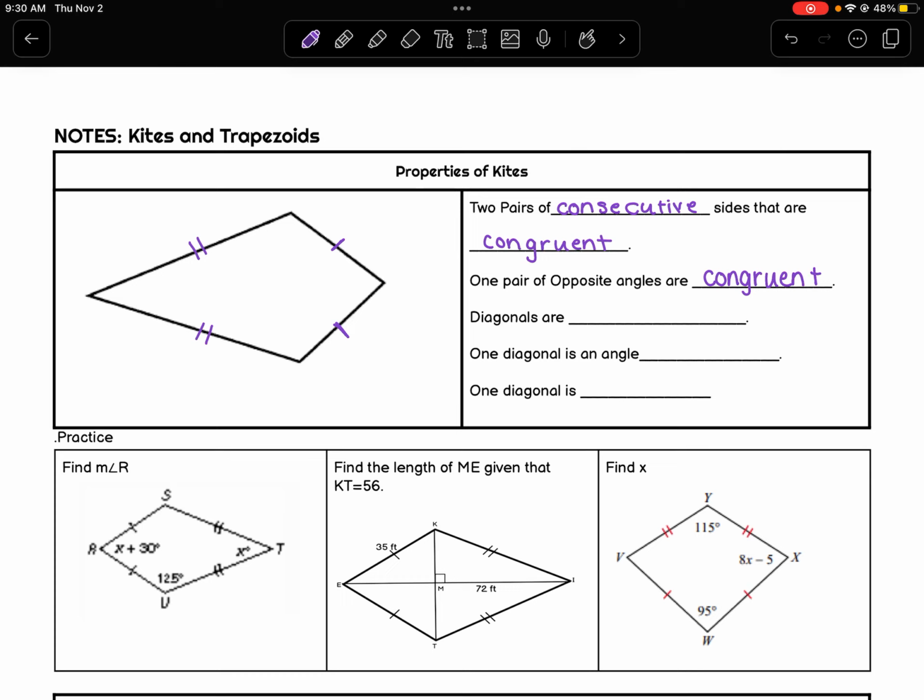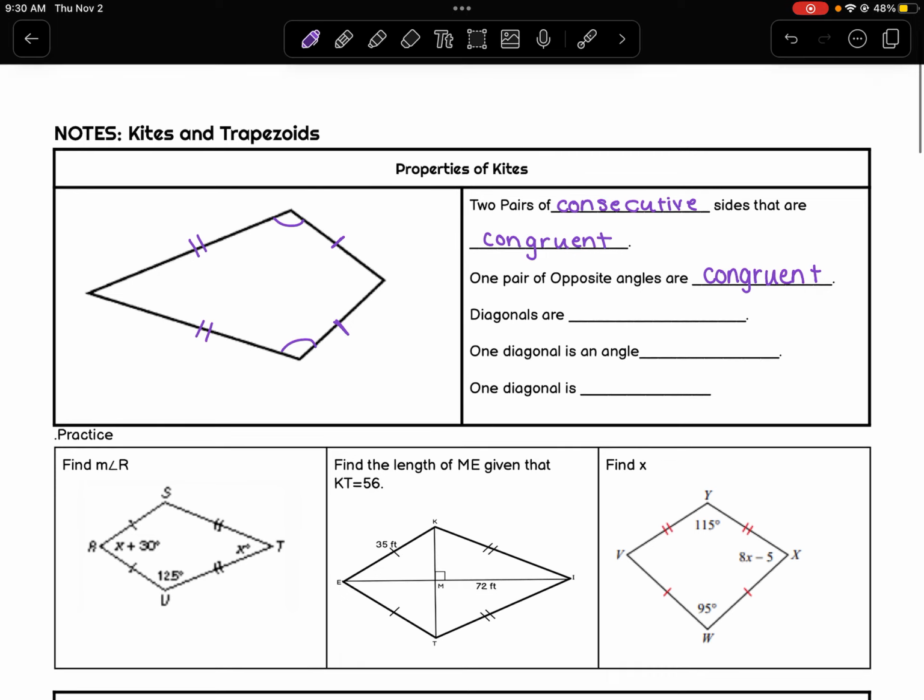The opposite angles that are congruent are the angles that live between the two sides that are not equal to each other. So this side does not equal that side, and the angle between those sides is congruent to the opposite angle. In a kite, diagonals are perpendicular, meaning the diagonals cross at a right angle, making four right triangles.